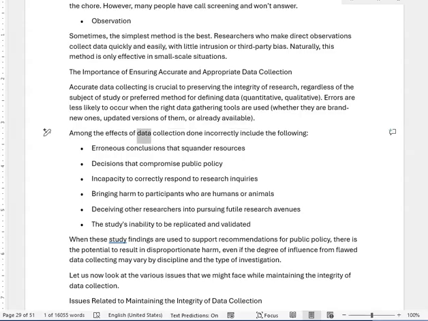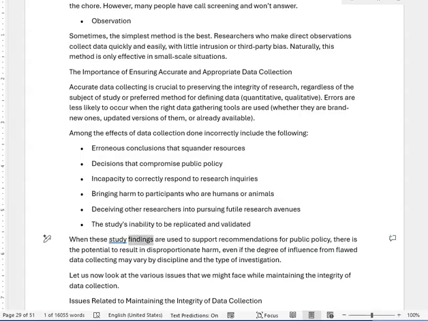Among the effects of data collection done incorrectly include the following: erroneous conclusions that squander resources, decisions that compromise public policy, incapacity to correctly respond to research inquiries, bringing harm to participants who are humans or animals, deceiving other researchers into pursuing futile research avenues, the study's inability to be replicated and validated.